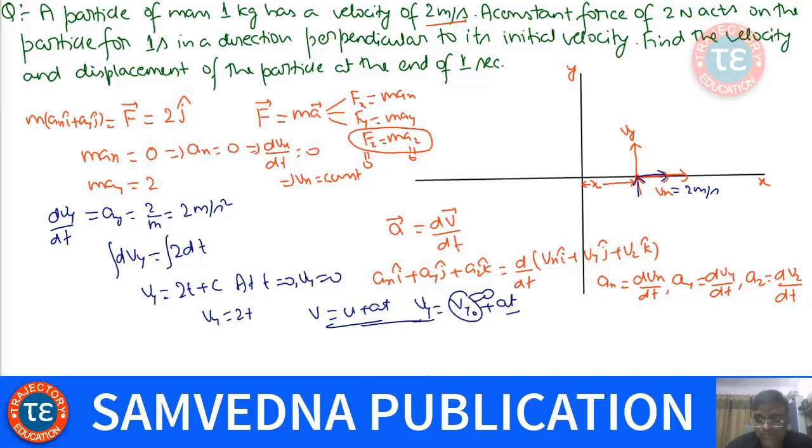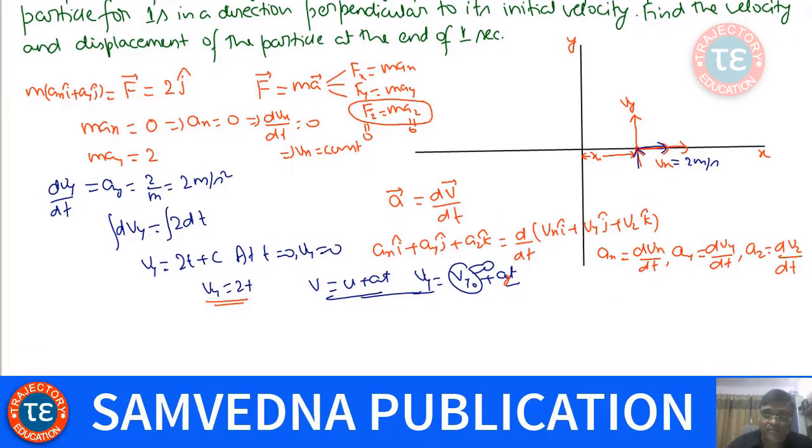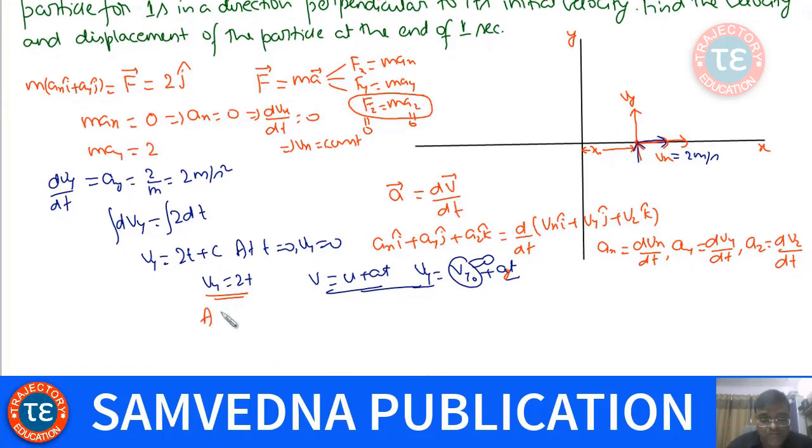Afterwards, when you read 2 or 3 chapters, it will become quite obvious for you. Right? Okay, so Vy is Vy naught plus ayt. Ay here is 2 meter per second square. So you get this relation. Alright. Get your point? And it acts for 1 second. So after 1 second, what do you have?